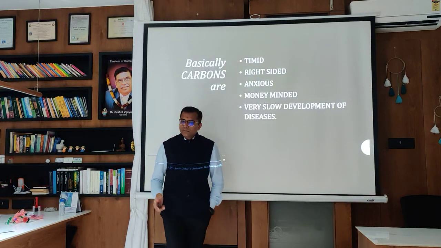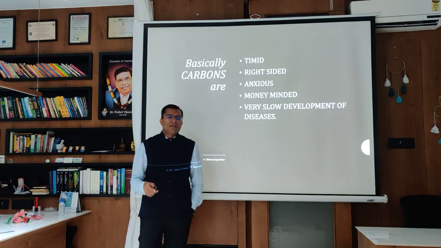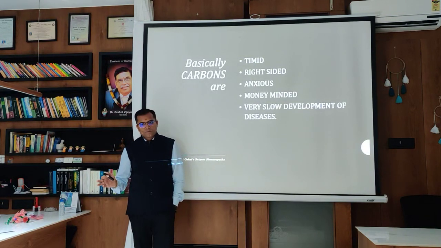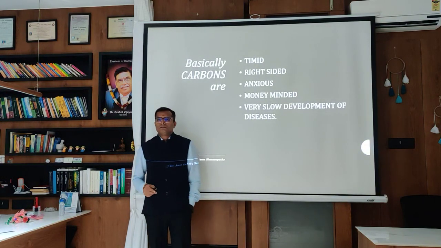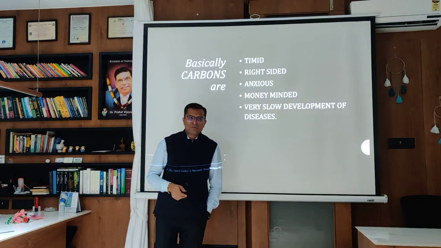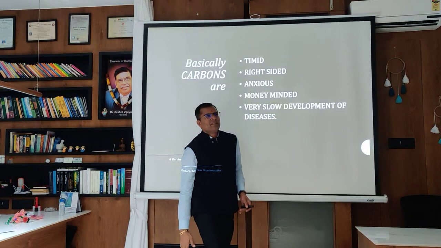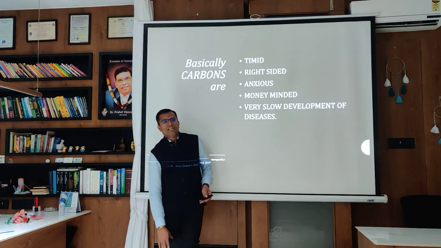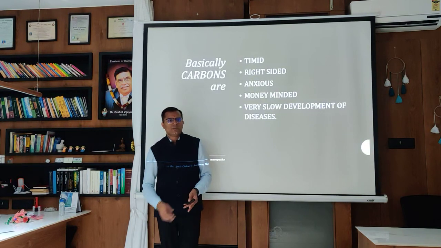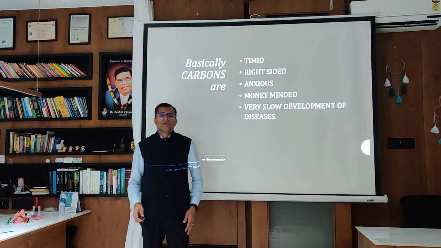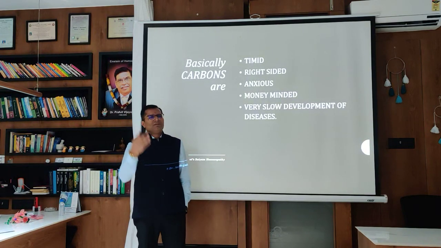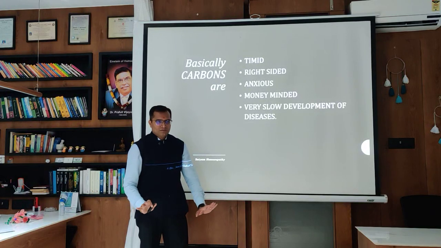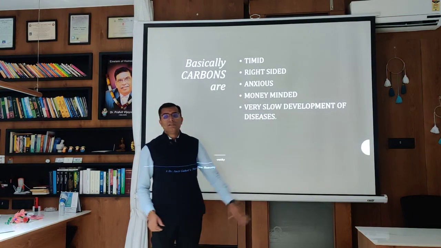Okay. So basically, carbons at the mental level are very timid, right-sided, anxious, money minded, with very slow development of the business. When a person comes to you and you ask since how long you are suffering, the patient says, sir, I have had this eczema for 20 years. I have this swelling of my lower limbs and small veins that look like varicose veins for 20 years. We ask what happened 20 years back? He says I had pneumonia, I had typhoid, and after that typhoid this happened. But okay, I'm fine with that, but my activity gets slow. So this is what it is, they are very slow in development of the disease.